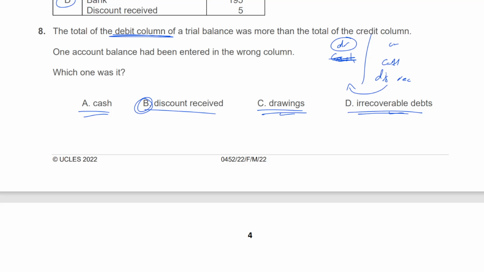Does that make sense? It's the odd one out, guys. All these are normally debited. This is the one normally credited, but if we mistakenly debit it, or mistakenly put it in the wrong column, which is the question, what will happen? The debit side will become greater than the credit.